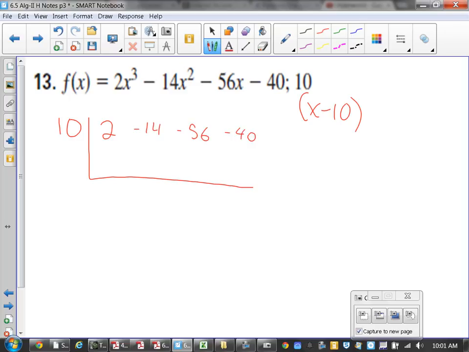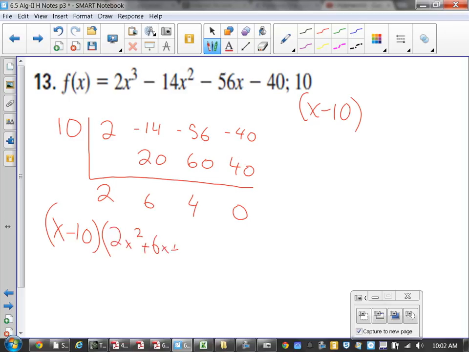Since you know that it's a 0, you should get a 0 at the end. If you don't, that means you added wrong. Okay. So we dropped the 2, 20, 6, 60, 4, 40, 0. I love synthetic division. It's so easy. I thought that said 4, but it actually said 40. That's why I got that. So we know that our term is x minus 10, and then I have 2x squared plus 6x plus 4.